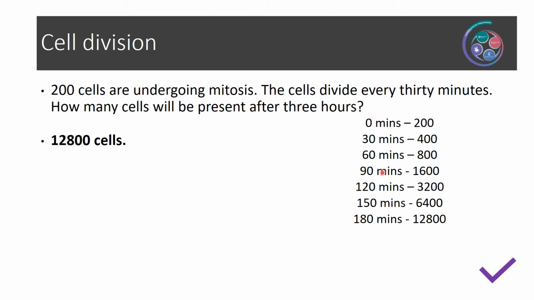Then we add on another half hour and it's divided again into 1,600. Again, it's divided, 3,200 after 2 hours. 2.5 hours, we've got 6,400. And then finally, after 3 hours, we have got 12,800, sorry. So our final answer is 12,800 cells for this question.